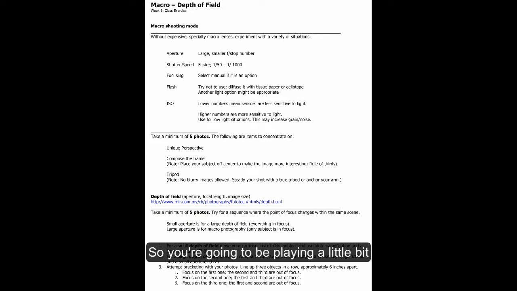So you're going to be playing a little bit with some of the settings. I know some of you are going to be a little frustrated. One of the things to think about is to make sure that your scene is very well lit. For those of you with just a point and shoot camera, make sure that you have a very well lit scene, because the photos are not going to take right. It's not going to focus if it can't see what in the world it's trying to focus on.